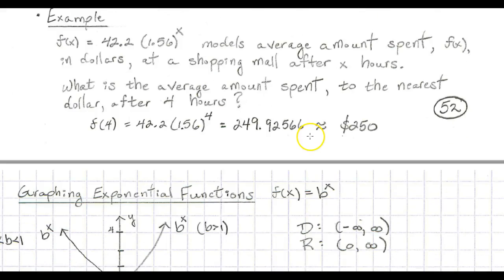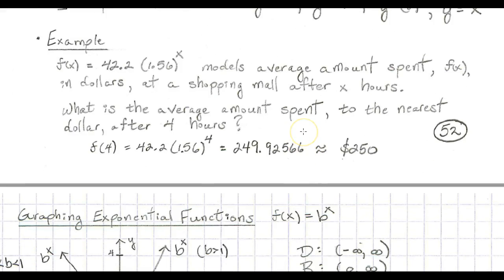Okay, so example. Let's say we have this function. This is a constant 42.2 times a positive constant to the x power, 1.56 to the x. So this is an exponential function. It just has a constant in front of it. This is a positive constant raised to the power x. And this actually models something. It models the average amount spent, f of x, in dollars at a shopping mall after x hours.